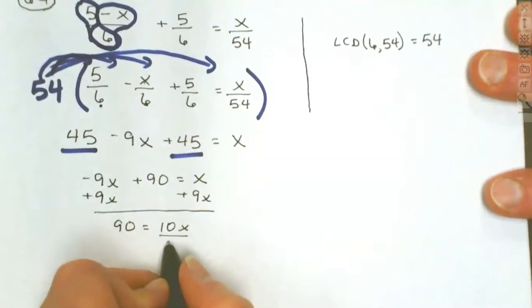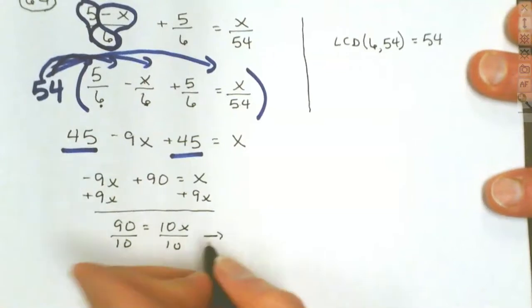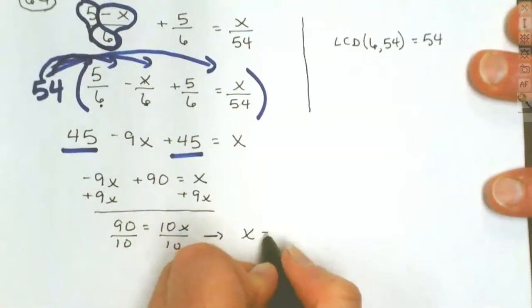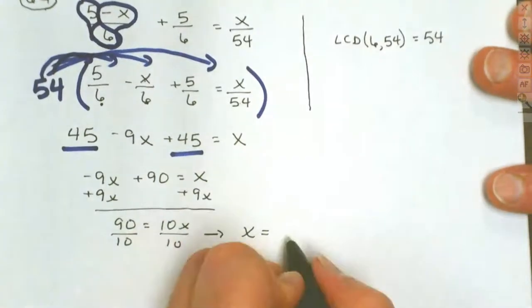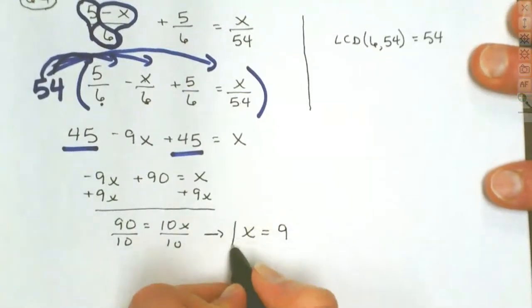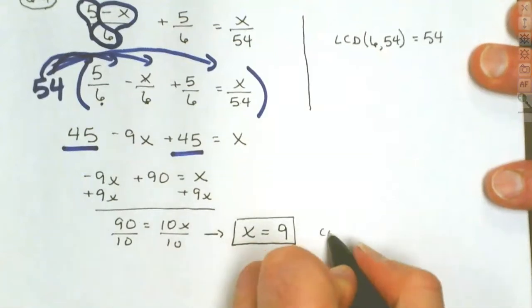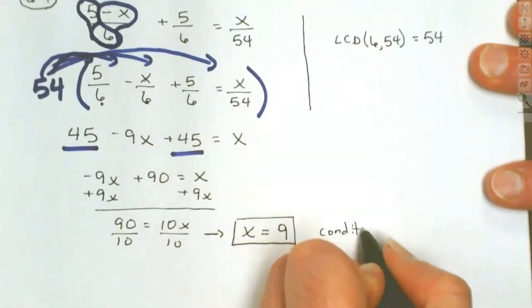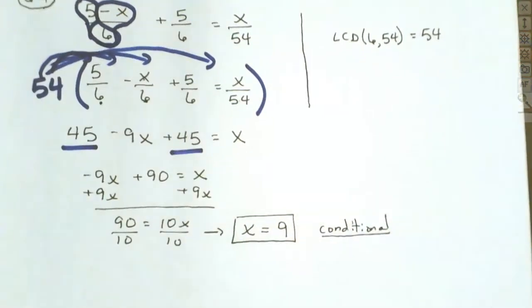We'll divide by our 10 on both sides. And that now leaves me with x equaling 90 divided by 10, which is 9. And when we write our answer, we write our x on the left. So there would be our answer, x equals 9. And this again is conditional. And we cleared our fractions.